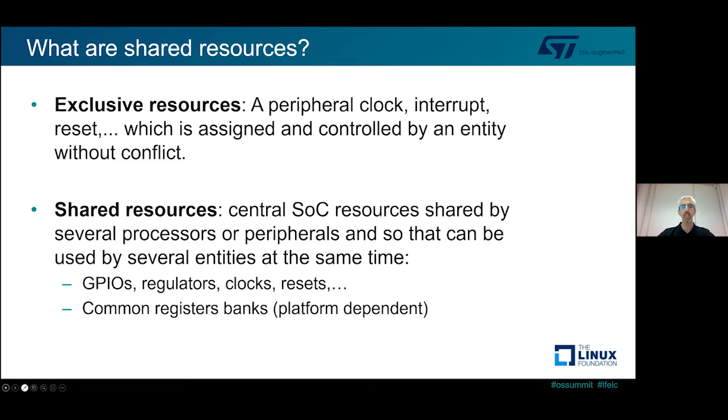But we have to face some shared resources, which are the central SoC resources shared by several processors or peripherals, that can be used by several entities at the same time and which have to be shared, like GPIOs, regulators, clocks, resets, interrupts that may be used by different entities at the same time. And this is the key point of this topic. We also have some common register banks that are mostly used inside a SoC, but they are mostly platform dependent.